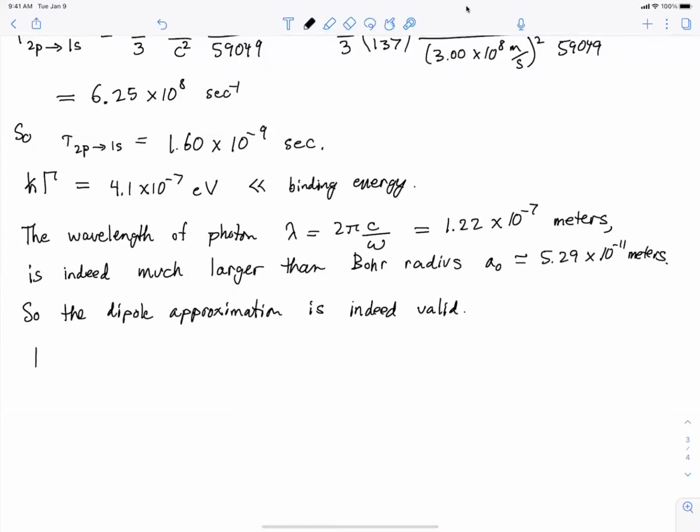Again, the 2s state cannot decay to the 1s state in the dipole approximation, by emitting a single photon.